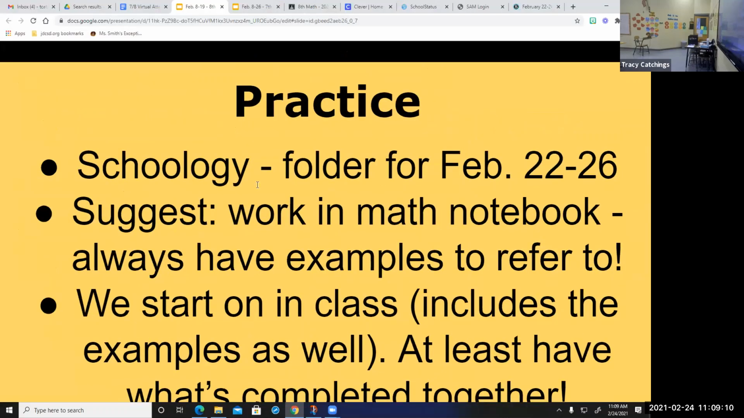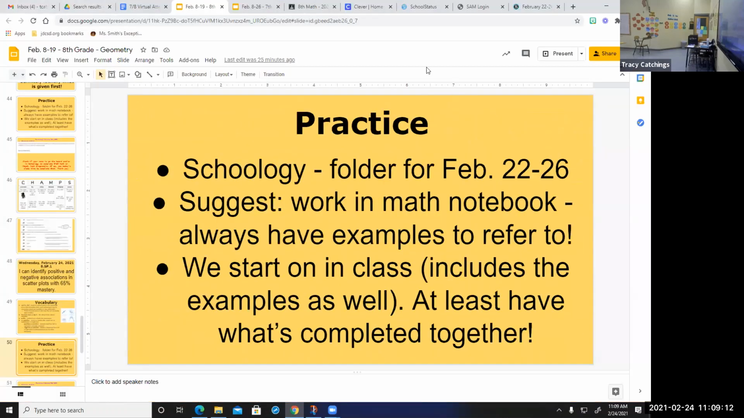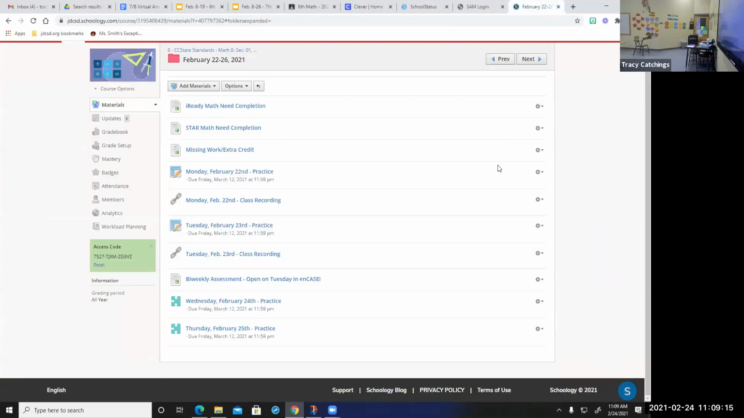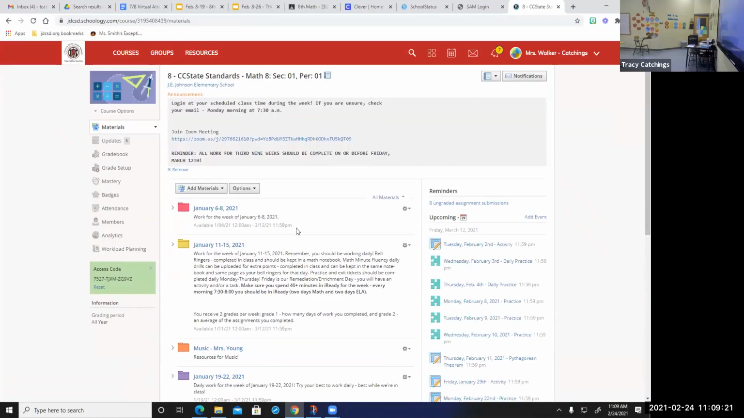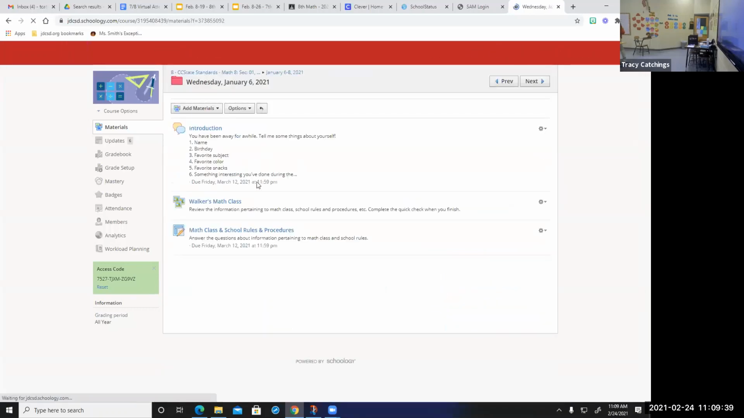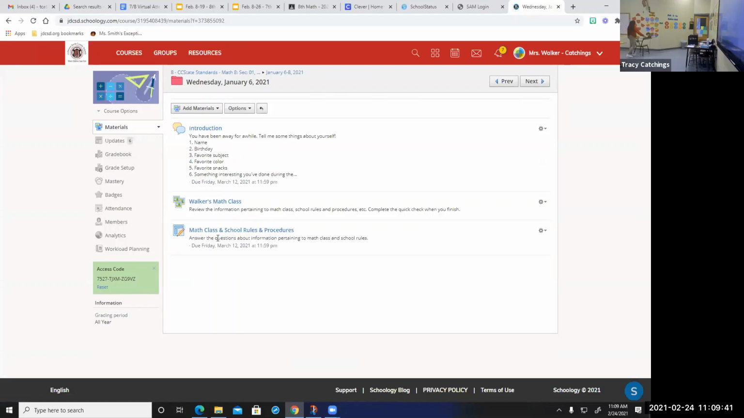So go ahead and pull your practice up. It's in our usual place in Schoology, in the folder that says February the 22nd through the 26th. Now notice everything in Schoology I place in folders. So if you look on your progress report and it says January 6th through the 8th, you got an ENG, that means you need to come to the folder. Do not go to the grade book. The grade book is not set up in a way where you can easily notice it was for that week. If you go to the folder, it has everything you need just for that day.